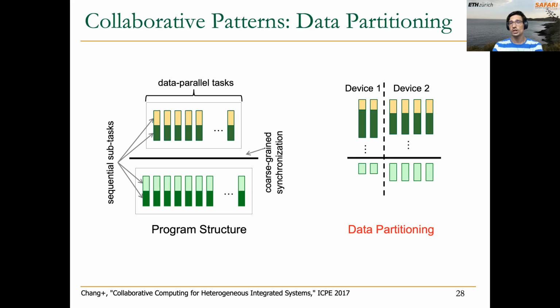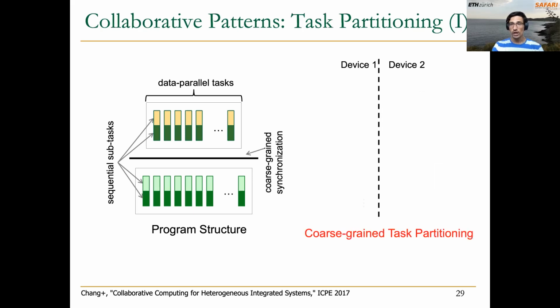After the first kernel terminates, we have a coarse-grained synchronization. We start the next set of data parallel tasks, and they are again distributed over the two devices. So this is the data partitioning pattern. We now can think also, if we can partition data, we can also partition tasks, right?